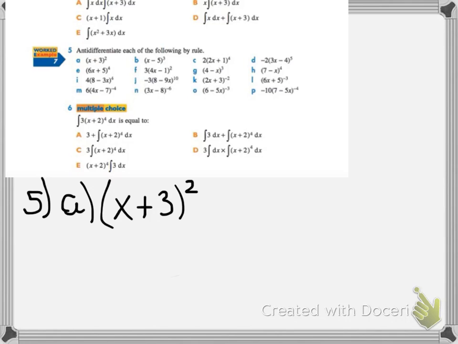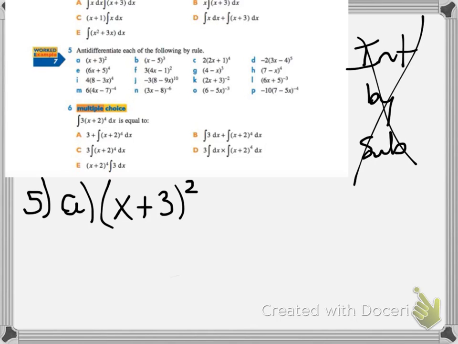So in 5, I thought I would do A. So in this section, the student has not talked about integration by substitution or integration by parts. So since they can't use integration by substitution and they can't use integration by parts, then based on the information I've been given, they need to expand all of these terms.